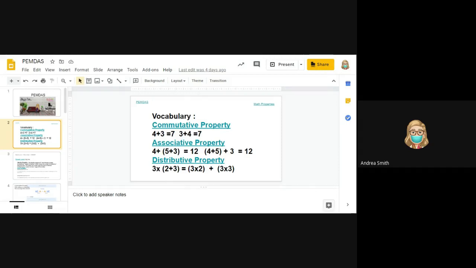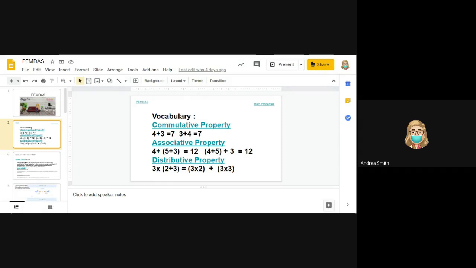Commutative says you can change your numbers around. Associative property says you can regroup your numbers. You can regroup your numbers and still get the same answer. If I group these 2 numbers together, I get 12. If I group these 2 numbers together, I still get 12. And again, this works for addition and multiplication.